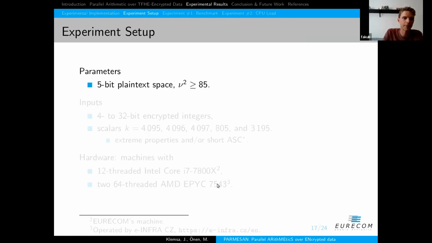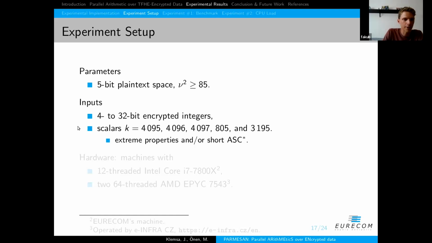For the setup of the experiment, it's very important to set up proper parameters. As I was talking about, we need 5 bits of the raw plaintext space. So there would be 4 bits plus 1 bit for the negacyclic overlaps, and the value of n_i squared greater than 85 due to the addition in Signum. So this is the technical thing. Anyway, what inputs did we test? We tested from 4 to 32-bit input encrypted integers.